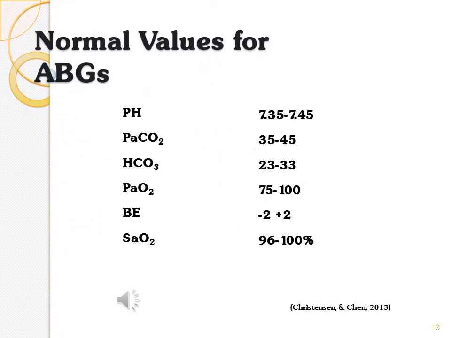This is a list of normal values for ABGs. If you'll notice, the first 2 numbers are 35 45. That makes it easy to remember those 2 values. The main ones that you need to remember for this presentation are the 3 top numbers, because those are the ones that we're mainly going to be talking about.